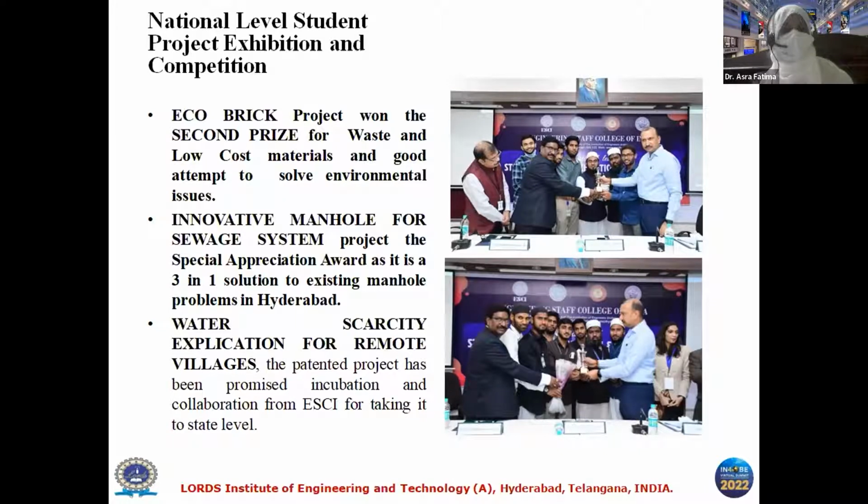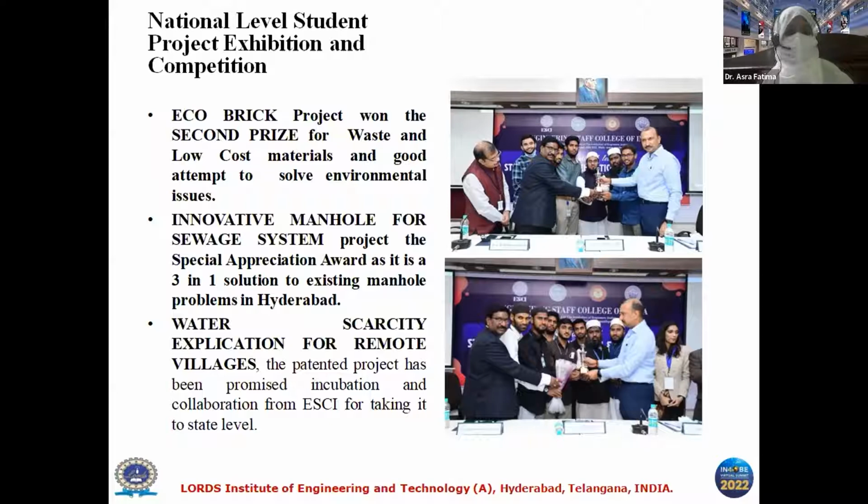And the second one is the Innovative Manhole for Sewage System project. They actually got a special appreciation award in the same national level project exhibition, that is a 3-in-1 solution, because actually, as I said before, India is a developing country. So during the rainy season, we face a lot of problems with potholes, with manholes, and even the road which is being laid has a lot of potholes in it. And although you do repairing, again you will be facing the same problem. So students of our college have initiated a manhole setting in such a way that the rise of the water level in the manhole can be taken care of, followed by opening of it, followed by pumping out of the excess water. That has also been considered in the innovative manhole for sewage system. This is actually termed to be the best, and so they have been given a special appreciation award.